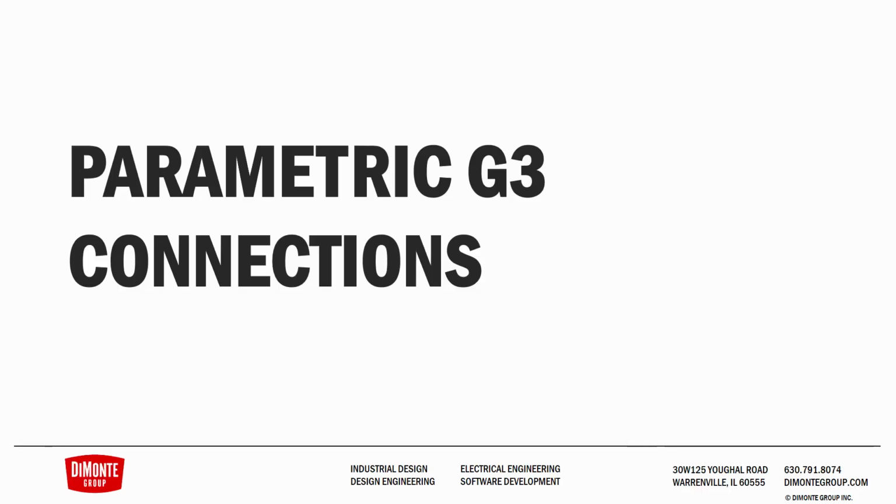Welcome to another installment of Zen and the Art of SOLIDWORKS Surfacing. In this installment, we'll be taking a look at how we can actually set up parametric G3 connections in SOLIDWORKS. So SOLIDWORKS supports a parametric G1 connection, that is the tangent relation in the sketcher, and it supports a parametric G2 connection, which is the equal curvature relation in the sketcher, but there is nothing out of the box that allows us to parametrically add a G3 connection.